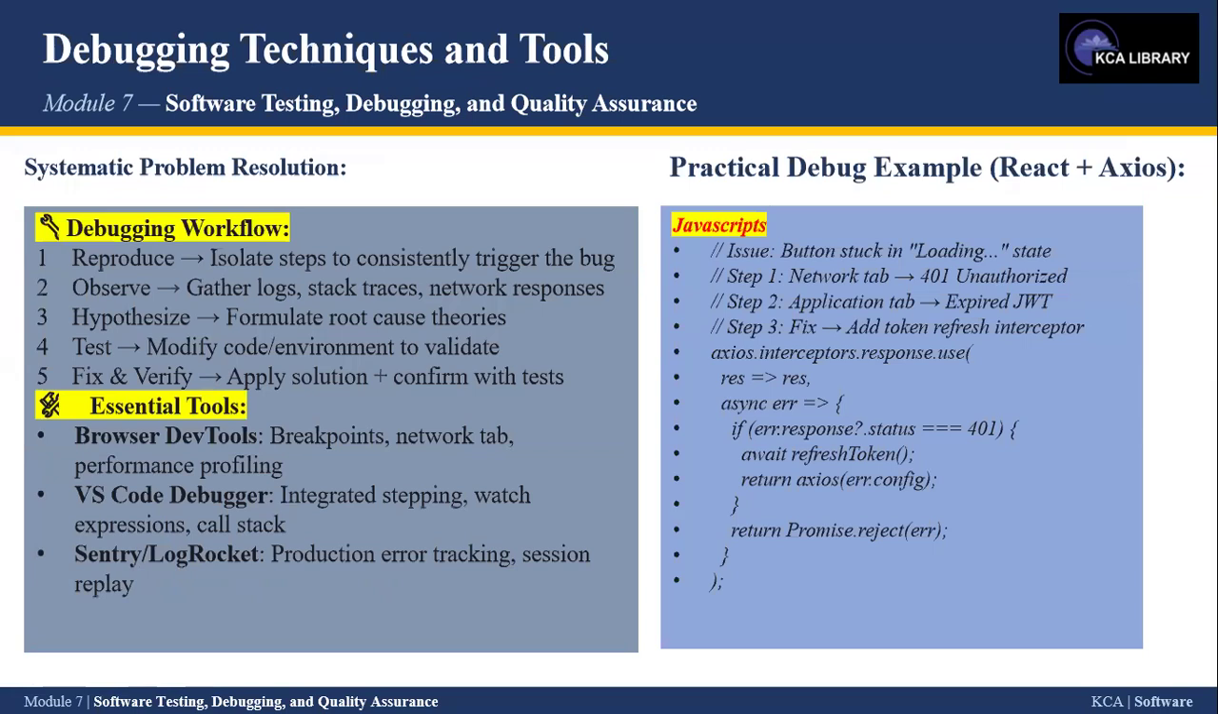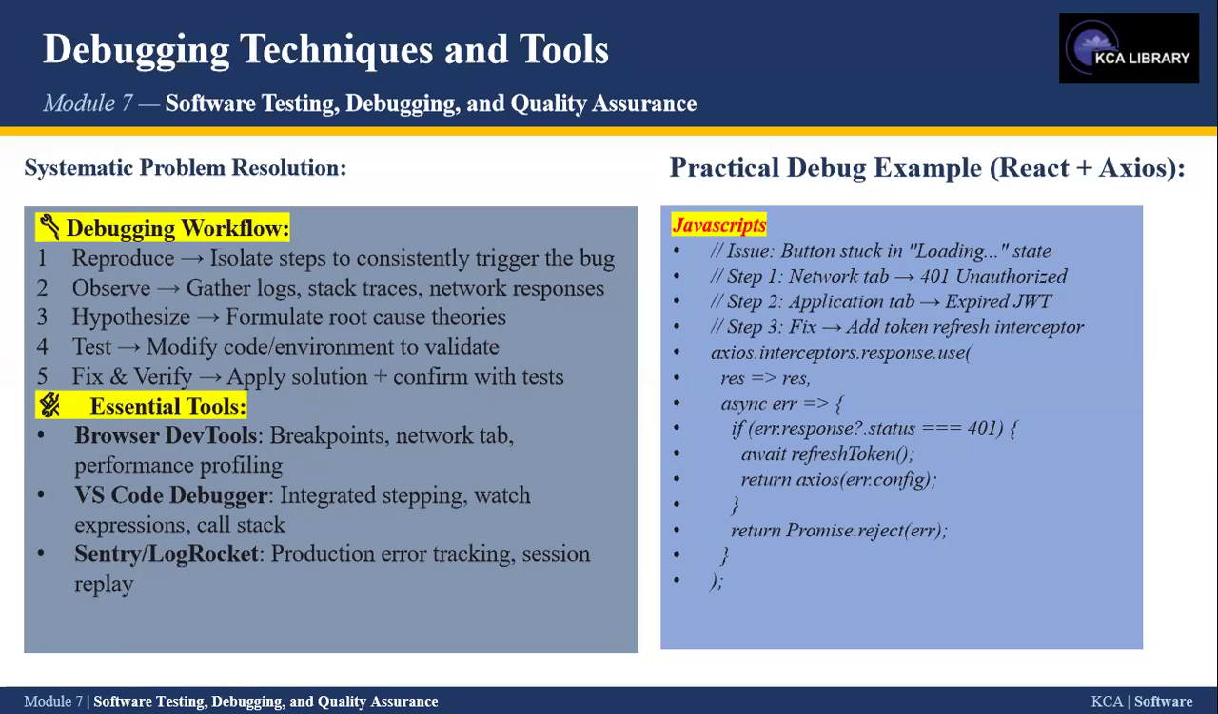Testing finds bugs, debugging fixes them. Systematic debugging workflow: reproduce, which isolates steps to trigger the bug; observe, gather logs, stack traces, network responses; hypothesize, which formulates root cause theories; then test, which modifies code and environment to validate. Finally, fix and verify, that is, apply the solution and confirm with tests.